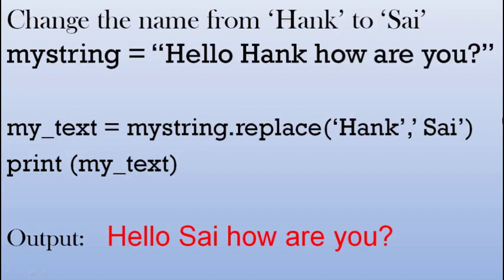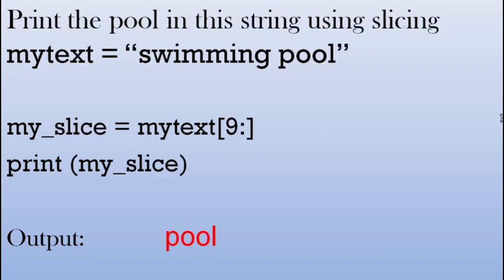Change the name from Hank to Si. So we have my string hello Hank, how are you, and we use the replace function. We put Hank first and Si second in brackets. Print that. Hello Si, how are you? Print the pool in this string using slicing. So we have my text equals swimming pool. So we can slice that. We don't even need to say the number at the end. We use the position 9, which is before the P, and that to the end will slice P-O-O-L. So the output is pool.